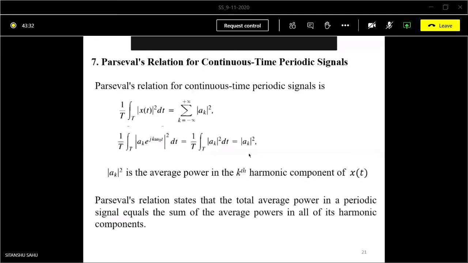Okay, so next one is Parseval's relation for continuous time periodic signals. So what does Parseval's theorem say? Parseval's theorem says that the energy is conserved. Okay, so energy is conserved in the sense that whatever energy is present in the signal in the time domain, the same energy we can find out in the Fourier domain, from its Fourier coefficients.